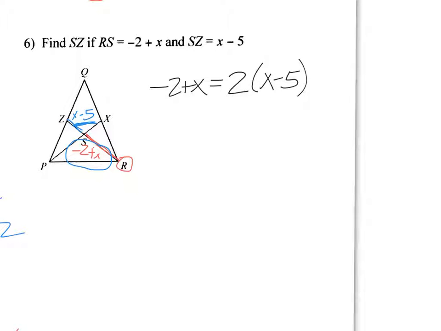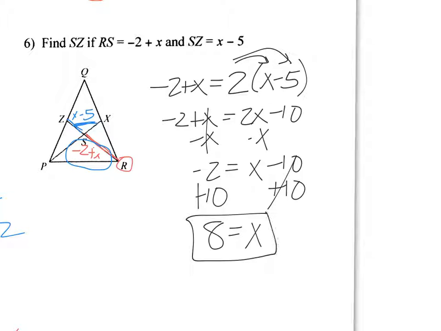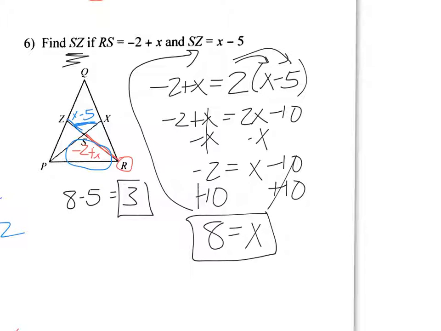So now I'm just going to work that equation out, do my distributive property. -2 plus x equals 2x minus 10. Subtract x. -2 equals x minus 10. Add 10. And that gives me 8. Now, that is x, but it says find SZ, so I've got to take this and plug it back in. So I do 8 minus 5 is 3. So that is what SZ is.